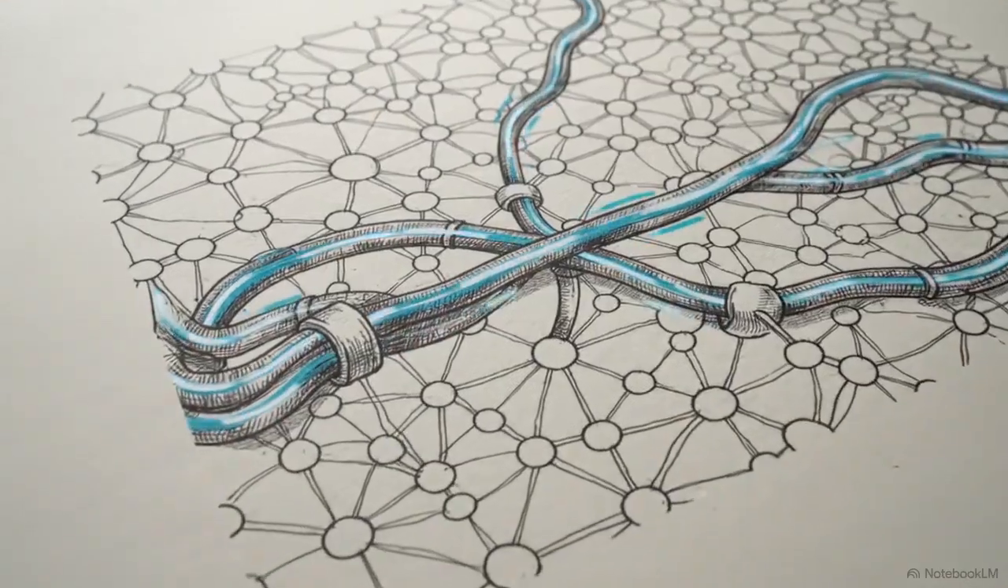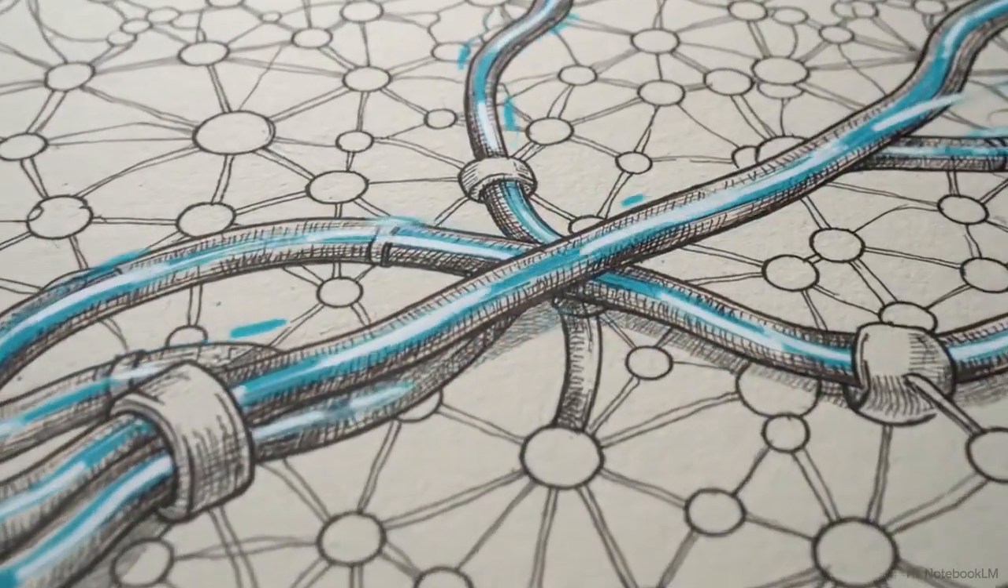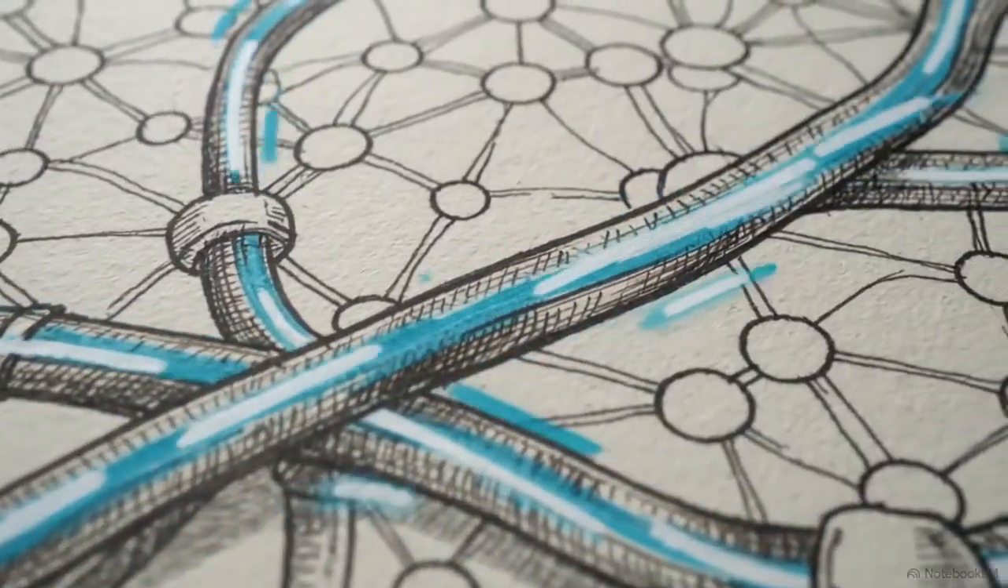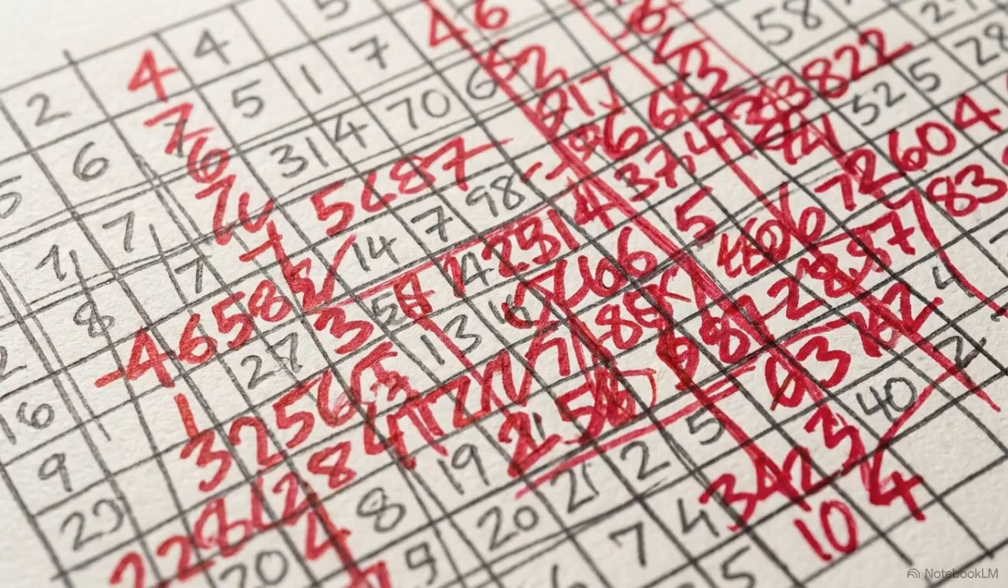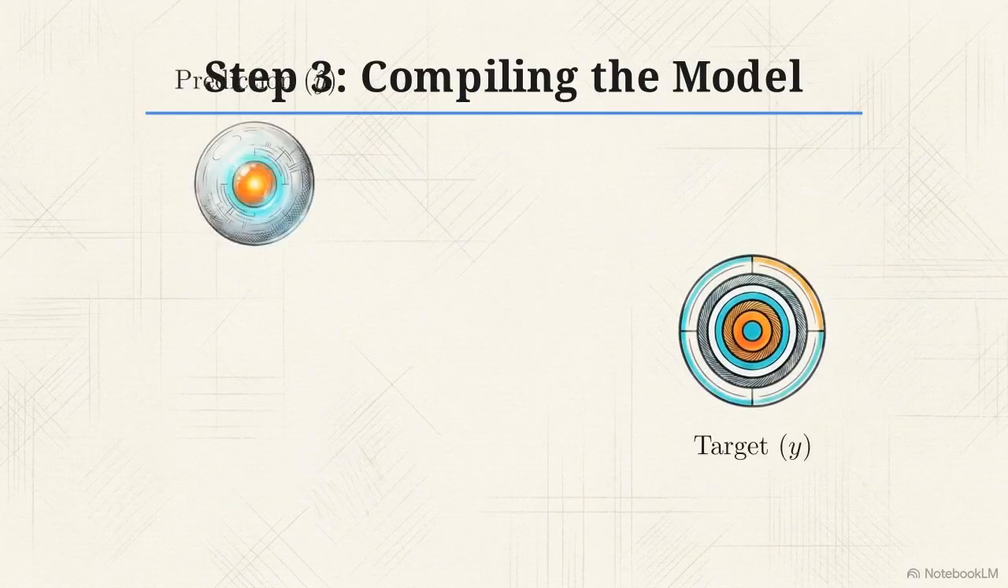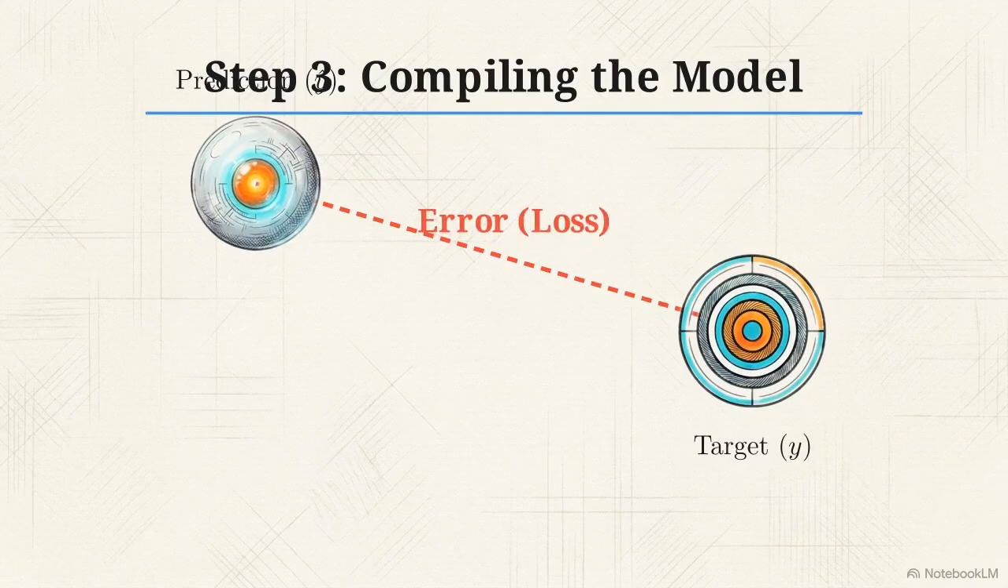With Keras, we have a physical architecture and the rules for data movement. The network has the capacity to process information, but because the weights are currently random, it has not yet learned anything. That brings us to step 3, compiling the model. To learn, the network must mathematically quantify how far its predictions are from the actual target. This table shows how we measure error, using a loss function.